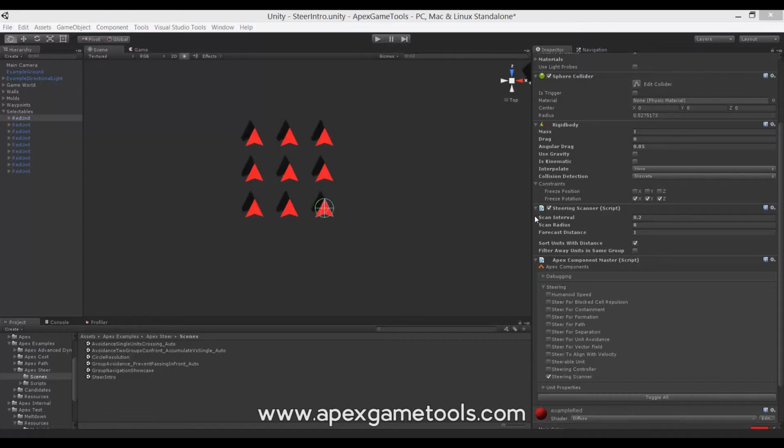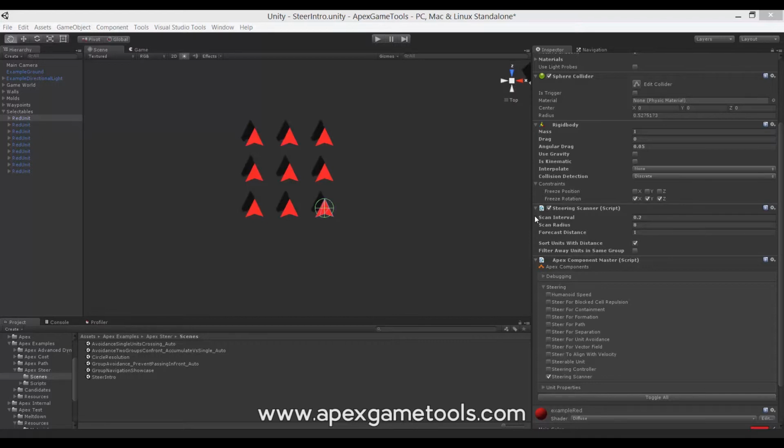Now the scan radius is how far away from the unit that the unit will actually scan for other units. And then we have the forecast distance, which is how far ahead of the unit that this scan circle will be projected. So the default value of 1 means that instead of being centered around the unit, it is actually centered 1 meter in front of the unit.